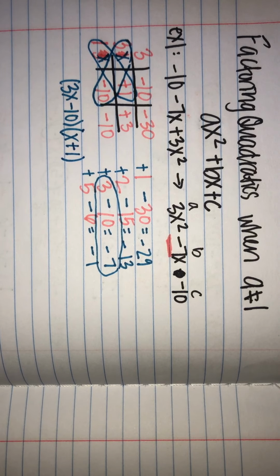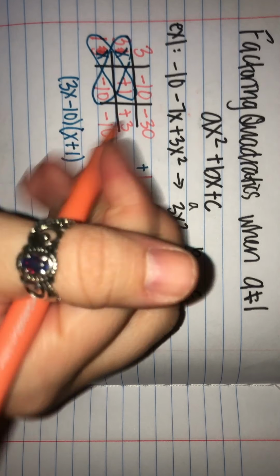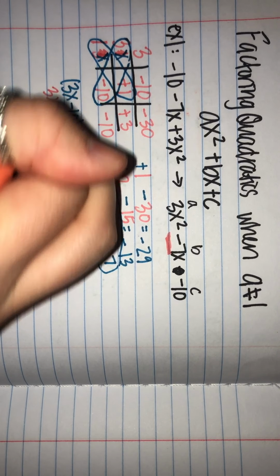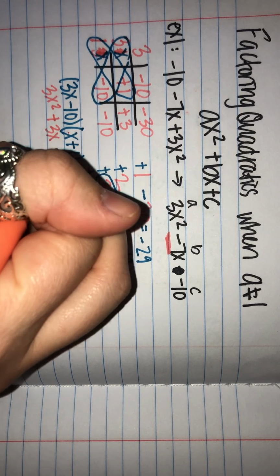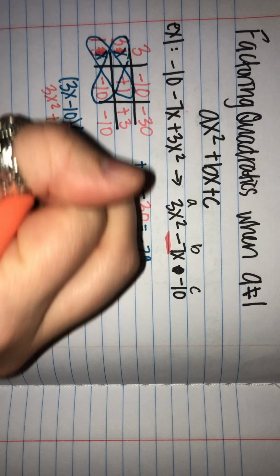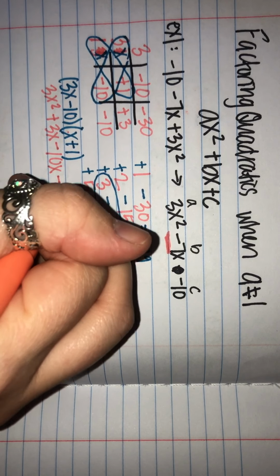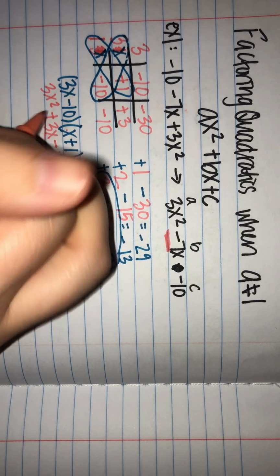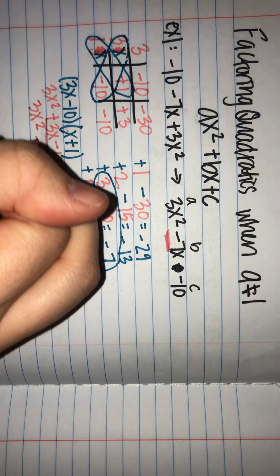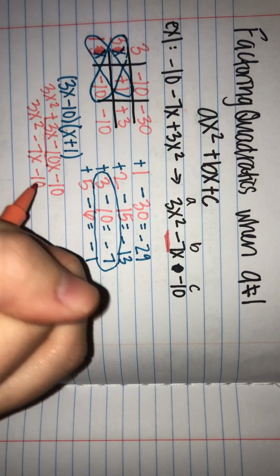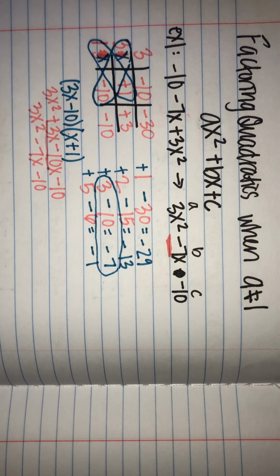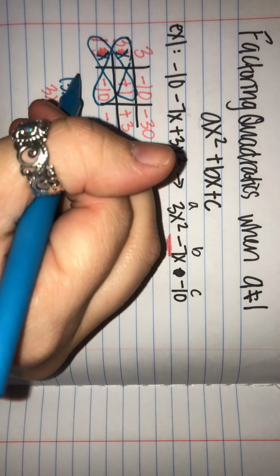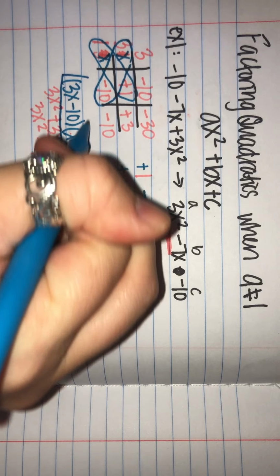And then I need to check my work. 3x times x is 3x squared. 3x times 1 is positive 3x. Negative 10 times x is negative 10x. And negative 10 times 1 is negative 10. I can combine those. And I get back my original question. So here is what you would type in. Okay?